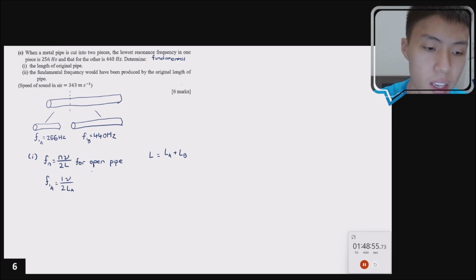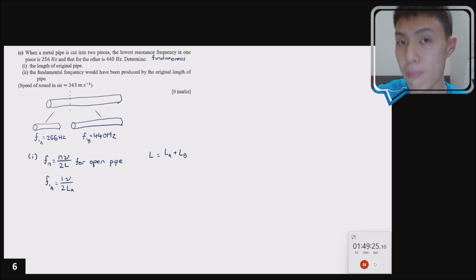I'm not labeling vA or vB here, I'm just writing it as v, because for both pipe A and pipe B, the medium that the standing wave is happening in is the air. So the progressive wave that is traveling is still in the same medium, which is the air. If the two pipes share the same medium for which the wave travels, they will have the same speed. The speed of the wave depends on the medium in which the progressive wave is traveling.